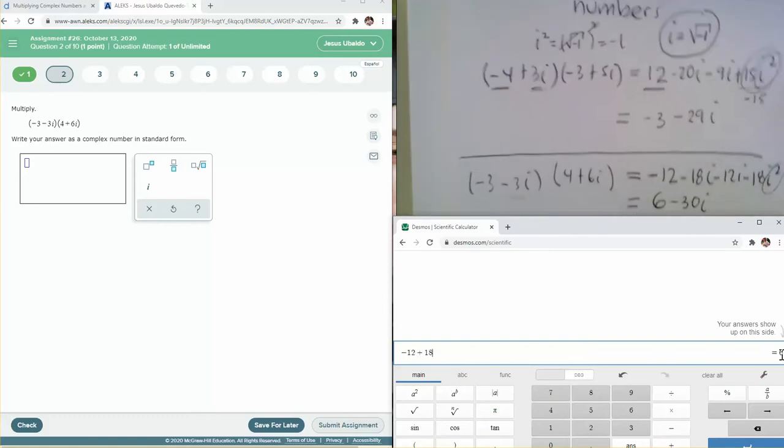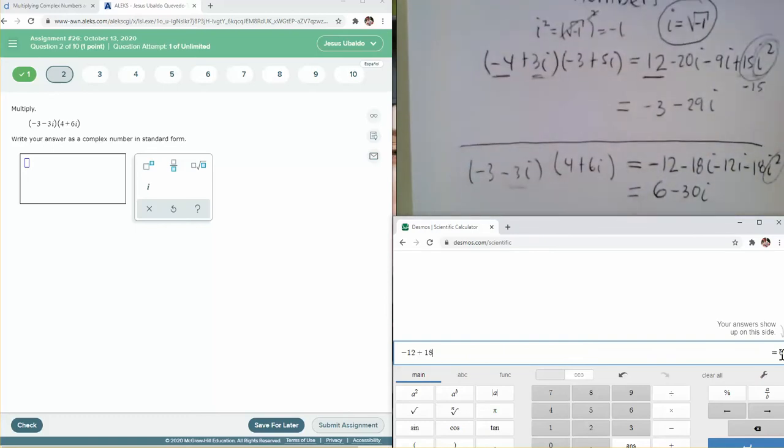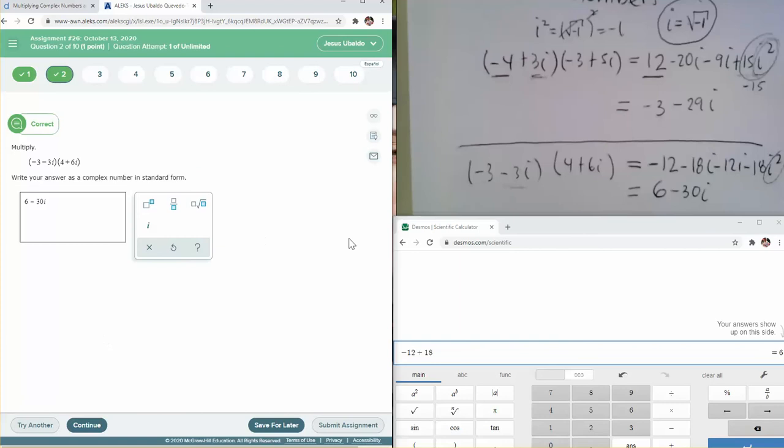So once you have the answer in the standard form, this is the standard form. The standard form is the real number and an imaginary number, like this. So here we go back here, we click over here, we say 6, negative 30i, check, and the answer is correct.